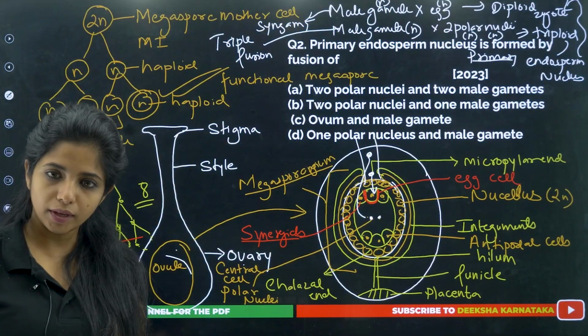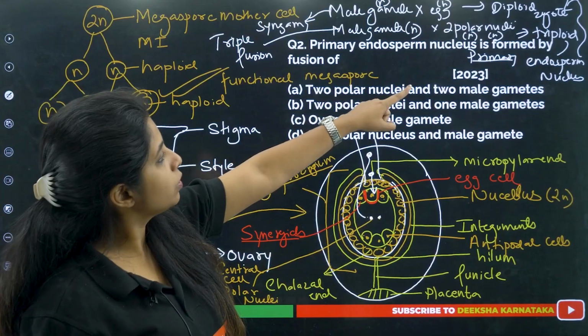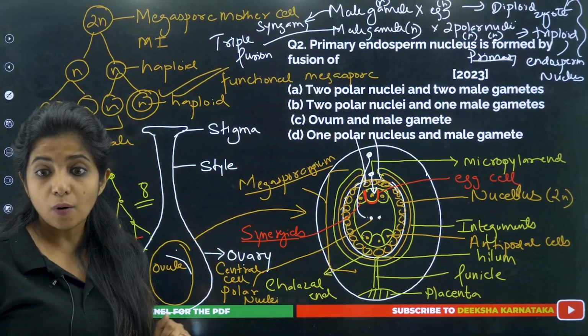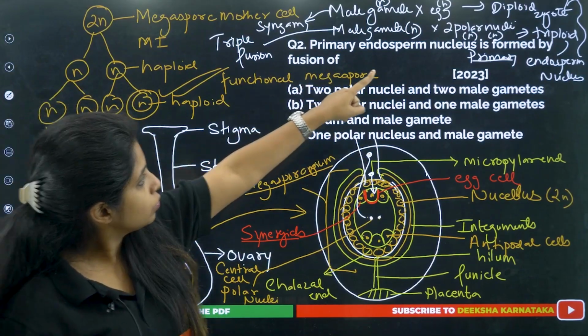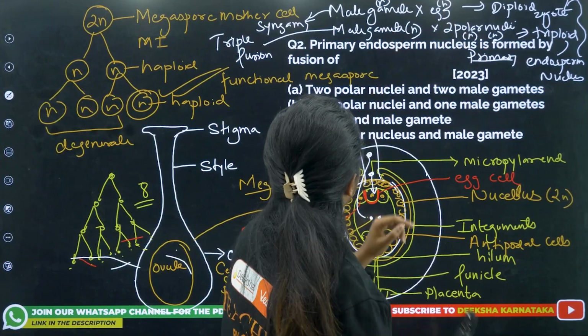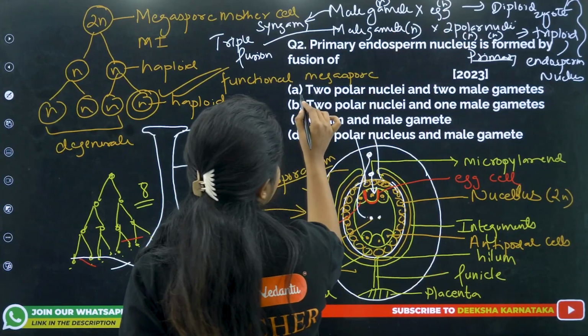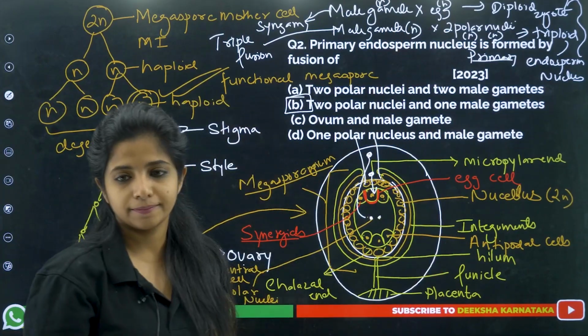Okay? Chalo. So primary endosperm nucleus is formed by the fusion of what? How does primary endosperm nucleus form, children? You saw it is the fusion of 2 polar nuclei and 1 male gamete. So 2 polar nuclei and 1 male gamete. This becomes the answer. Cool?